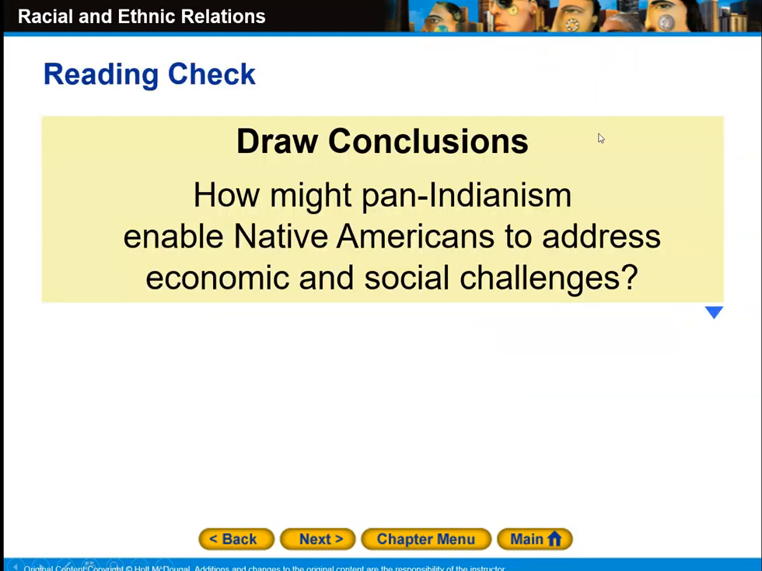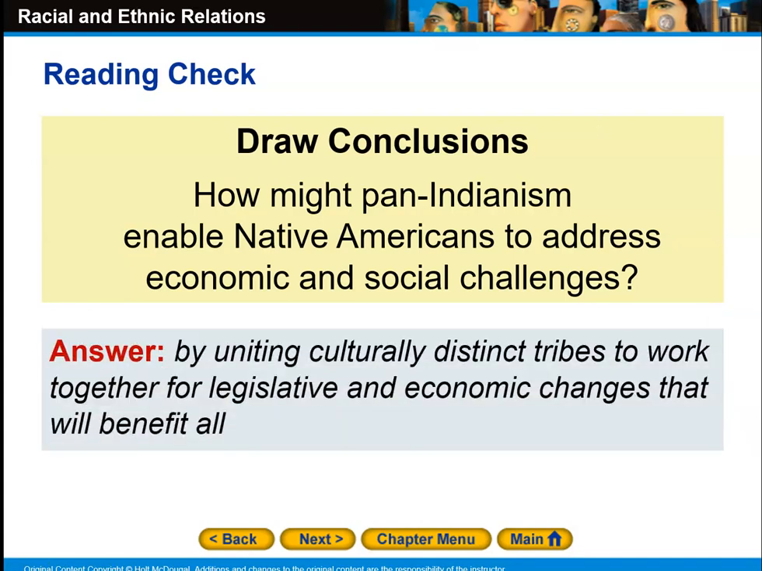So how might pan-Indianism enable Native Americans to address economic and social challenges? By uniting culturally distinct tribes to work together for legislative and economic challenges that will benefit all. So pan-Indianism would allow these Native American nations of many different types to work together, sort of as a United States of Native America, and to improve their standing in the United States.